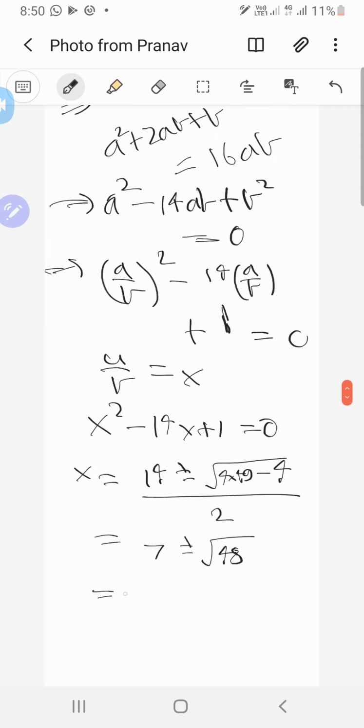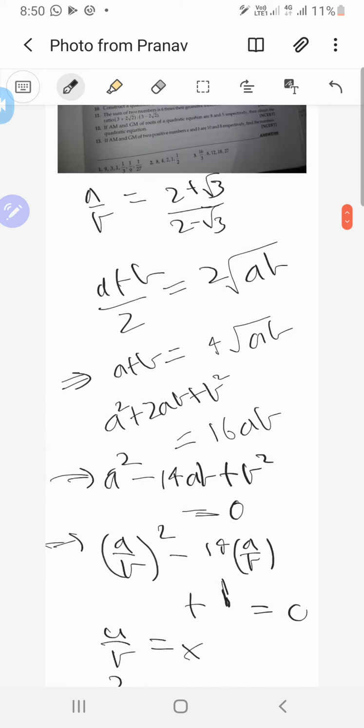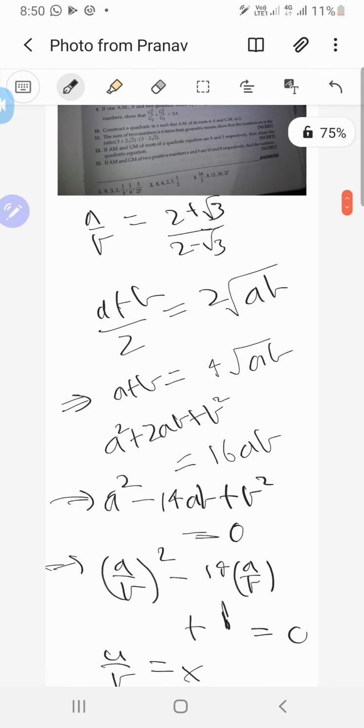Here's the deal. A is strictly greater than b, which means that this a upon b cannot be less than 1. So if this was 7 minus root 48, then this quantity surely is less than 1, which is not correct. So you must have 7 plus root 48 as your answer. Otherwise it just does not work, because a should be greater than b.